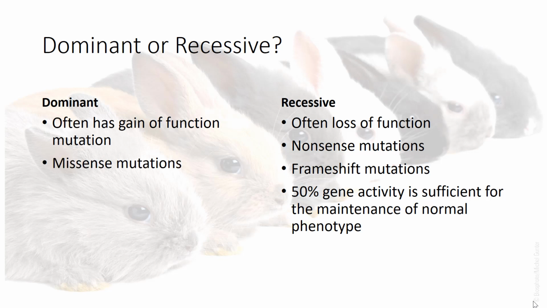These are often caused by missense mutations, where you change an amino acid into a different amino acid and create a novel protein product. Oftentimes, these are mutations in regulatory genes, and so what you're going to see there is you create some novel protein product that is going to alter the way in which other genes are expressed.